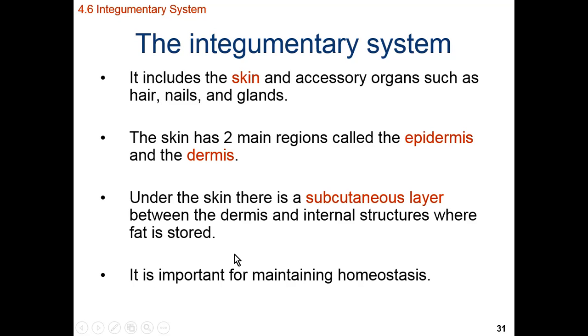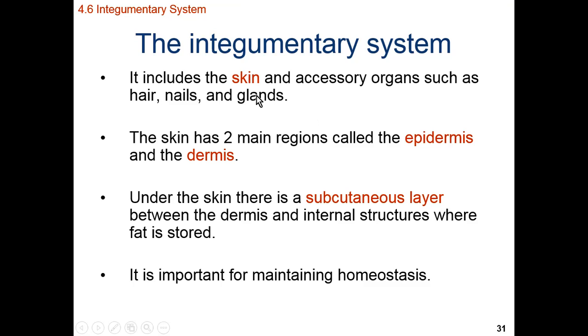As we look at our skin, the skin has two main regions. One is on the surface, known as the epidermis, and then there's the deeper living layer, known as the dermis. The epidermis is generally referred to as a non-living layer of the skin, whereas the dermis is the deeper living layer. Underneath the skin is the subcutaneous layer, sometimes also referred to as the hypodermis. The subcutaneous or hypodermic layer is between the dermis and the internal structures of our body. Generally speaking, in this layer we store our superficial body fat, so there's lots of adipose tissue within that subcutaneous layer.